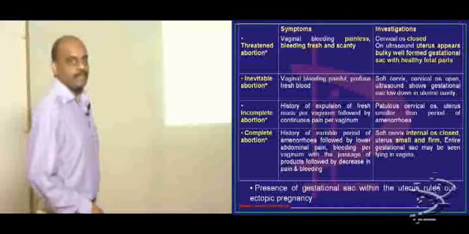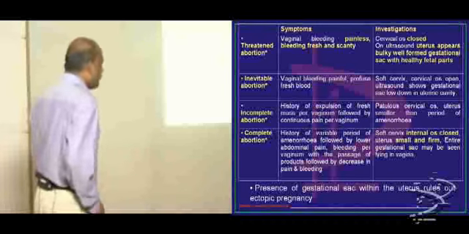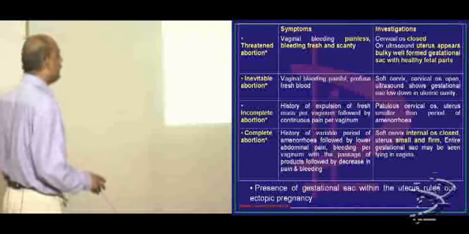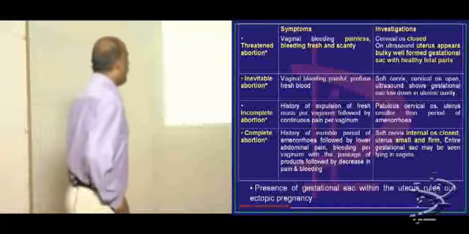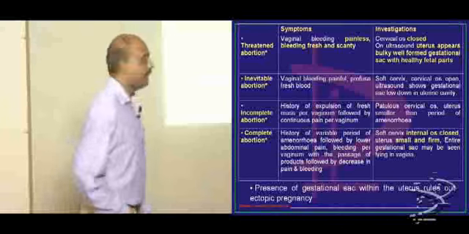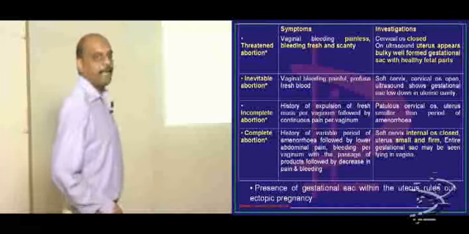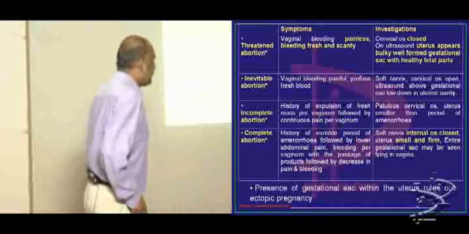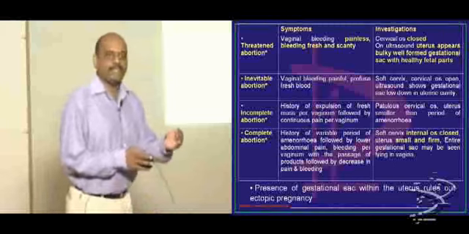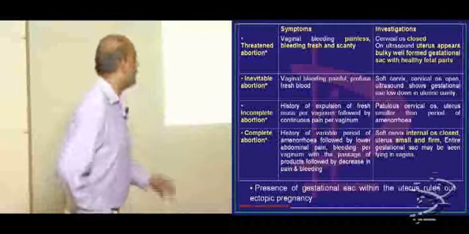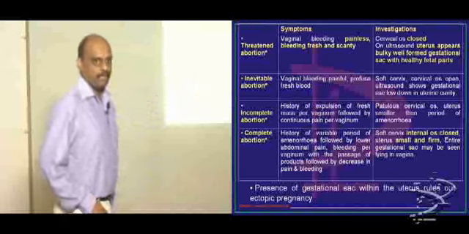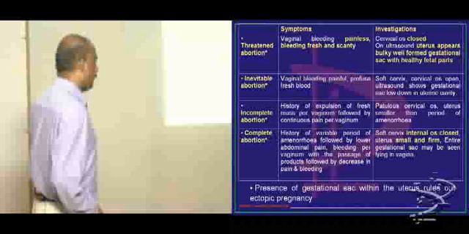Incomplete: there is a history of expulsion of a fresh mass per vaginum, is what the pregnant woman will typically be complaining. Following that, there is a continuous pain per vaginum, typically in the case of the incomplete abortion. How will the cervical os be here? It will be patulous, and already some contents of the uterus have been discharged. Hence the uterus will be smaller than what the period of amenorrhea is giving you. That is the idea I want to underscore to all of you.